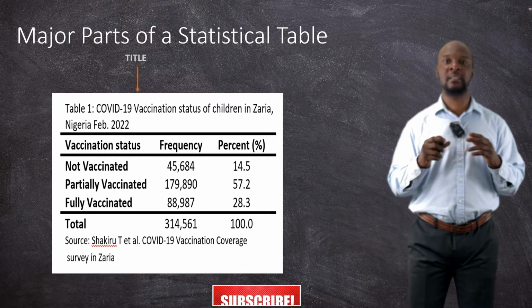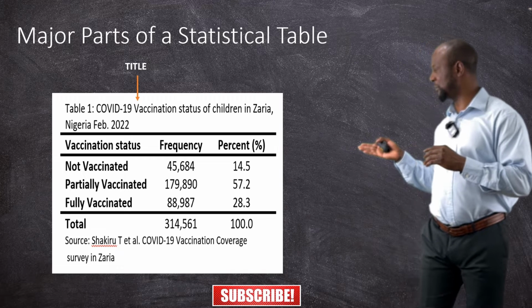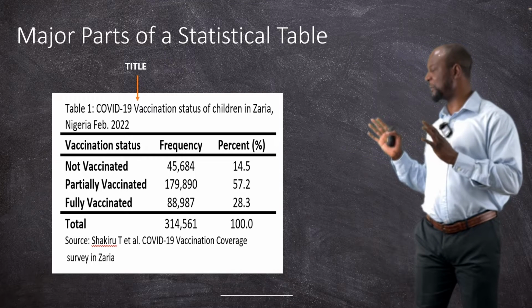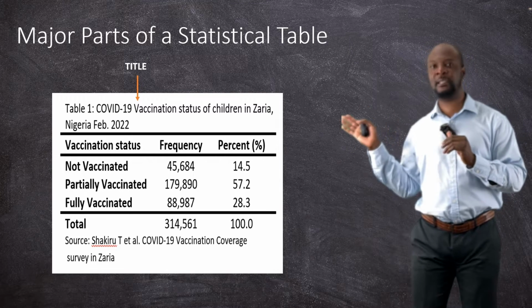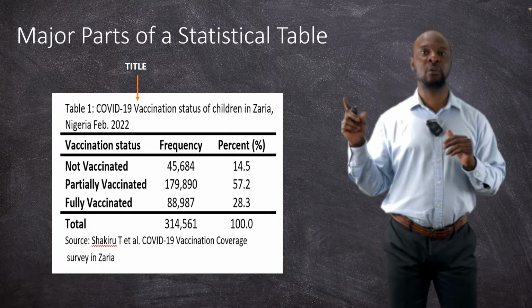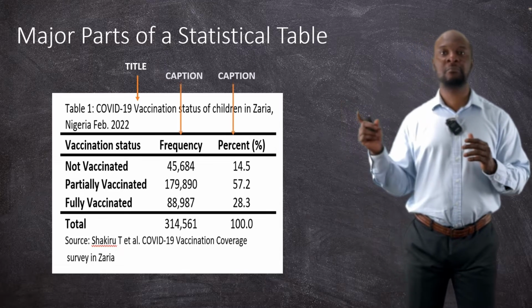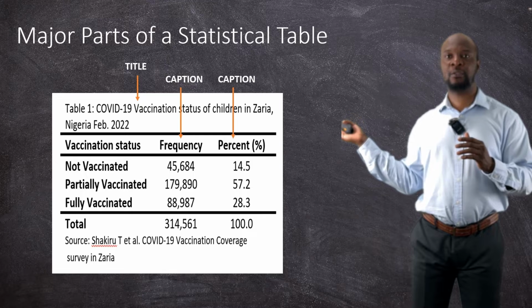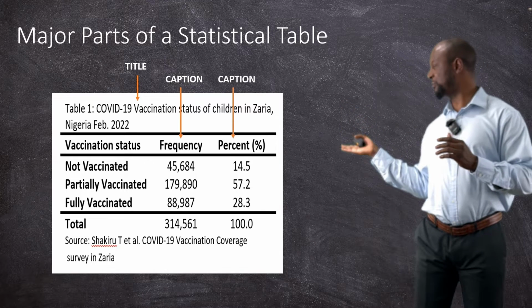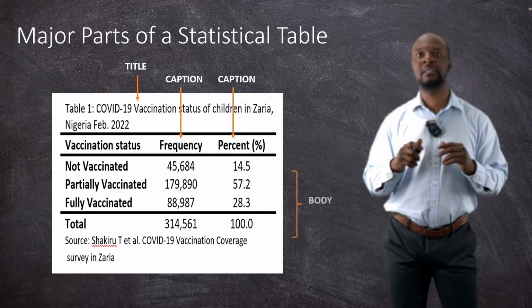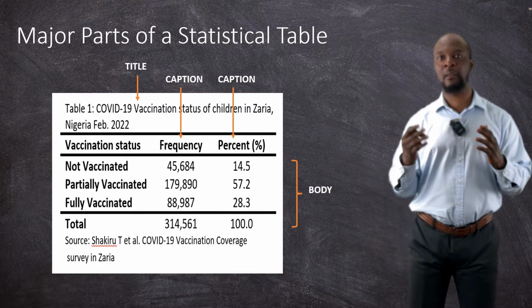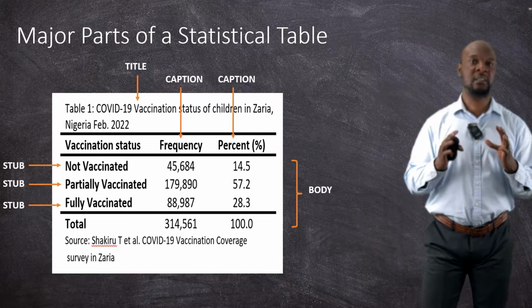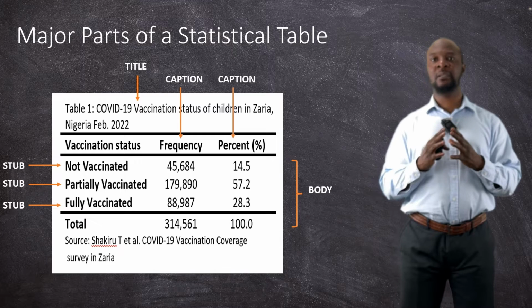So firstly, you can see the title of the table. We're talking about the major aspects here. You can also see the captions. Here you see where it's written frequency and percent, and then you can see the body. And then finally you can see the stubs. These are the four major parts of a table.